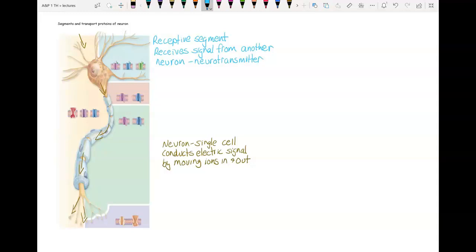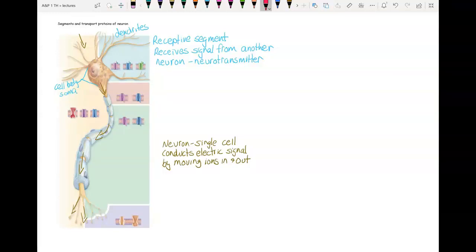And there are two parts of a neuron that are in the receptive segment. The dendrites, which are kind of all these things up here, all these branches are dendrites. And then this whole big round part is the cell body. And the cell body can also be called soma.